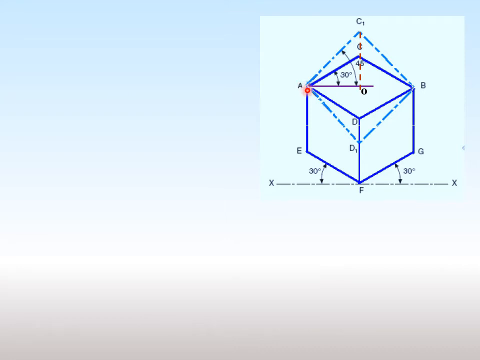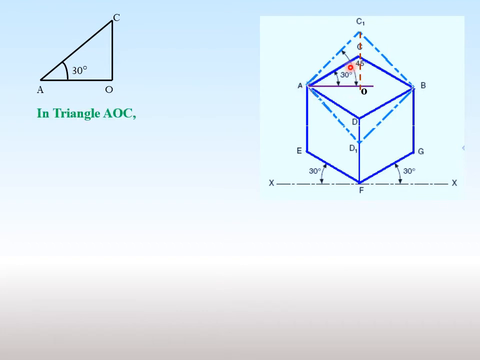Here you can see I have made some assumptions. This AOC is one triangle. Then another assumption is AOC1, which is another triangle. I am going to apply some trigonometry to get the value of the representation here. In triangle AOC, that is a triangle of 30 degrees. Here you can see the triangle AOC.